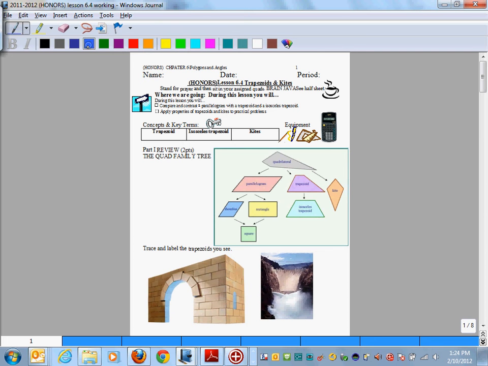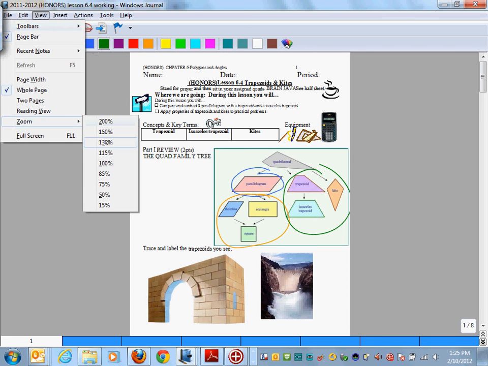Step number 1. We've been talking about quads. We did parallelograms by themselves. Then we did the parallelogram children, if you will: the rhombus, the rectangle, and the square. Today we're doing the non-parallelograms, which are a trapezoid, an isosceles trapezoid, and a kite. Altogether, that's the quad family tree. So we're going to focus mostly on quads today.